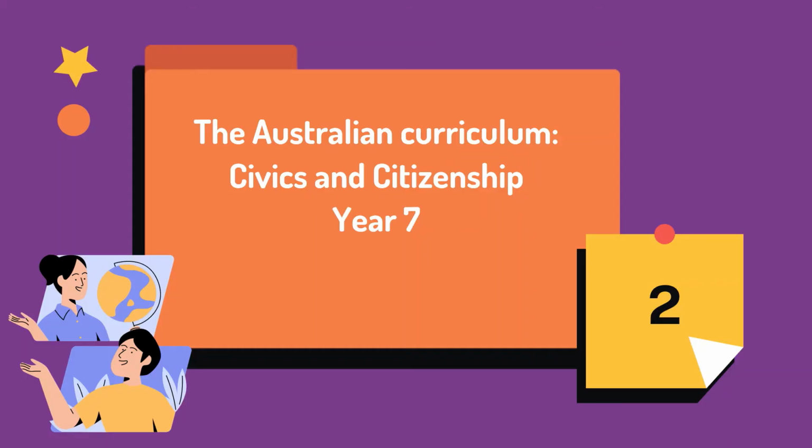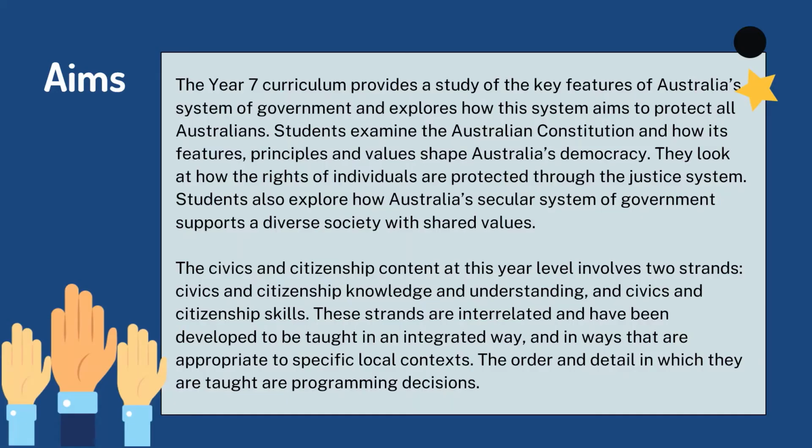Now, let's have a look at another program under the Social Studies discipline, which is Civics and Citizenship for Year 7 students in the Australian curriculum. In Australia, Year 7 students are typically 12 to 13 years old. Here are the 2 paragraphs that describe the aims of Civics and Citizenship for Year 7. Can you try to identify the domains of learning by choosing keywords that you think reflect the area of emphasis? Pause the video and give it a go.